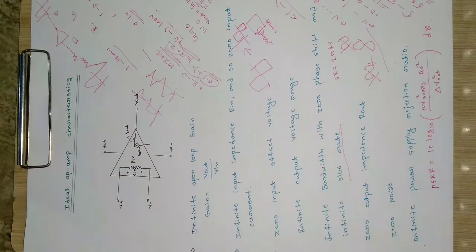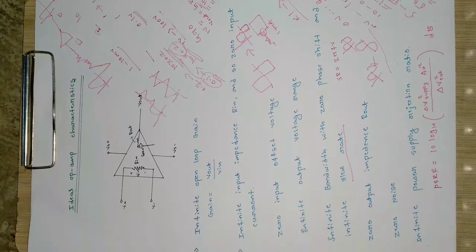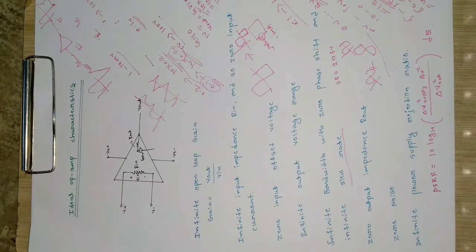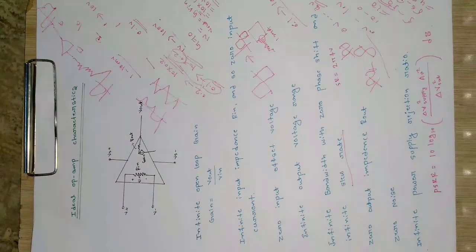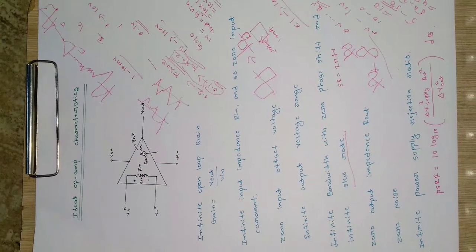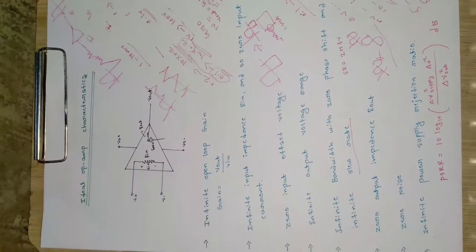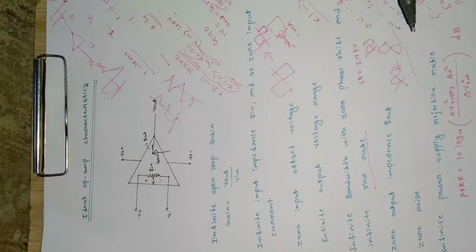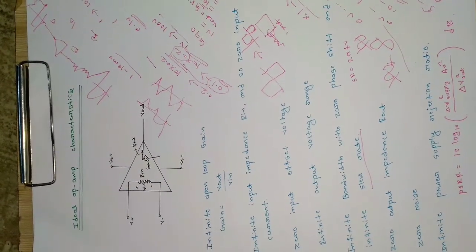The next point is zero noise. Of course, in any electronic circuit we don't want any noise. Whatever the input is, we want the output corresponding to that input only. We don't want any noise component disturbing the output. So that is easy. And the second last point is infinite power supply rejection ratio.